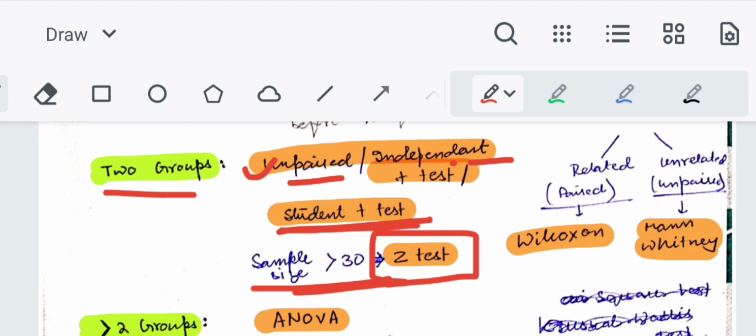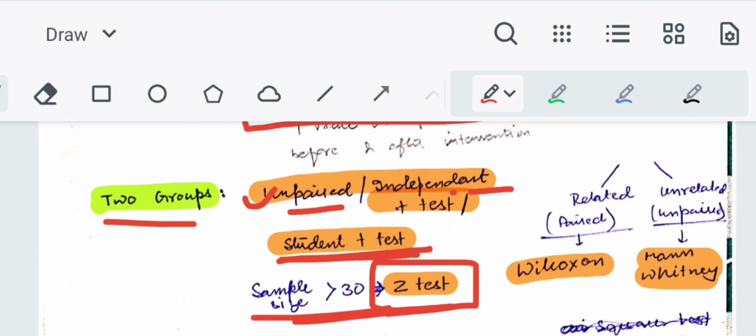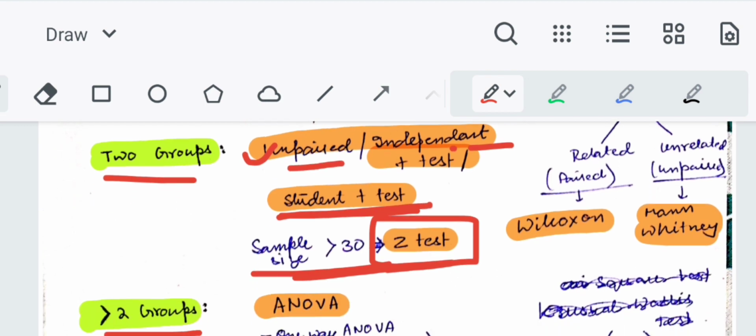Now suppose the data is qualitative data, that is we have to use non-parametric test. So what can we use? If the two groups are related, that is paired, we can use Wilcoxon test. And if the two groups are unrelated or unpaired, we use Mann-Whitney test, right?